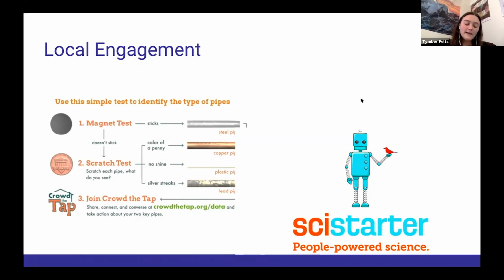SciStarter is an online community that connects people to citizen science projects, and data entered for Crowd the Tap is entered through SciStarter, and people can also easily find projects like Crowd the Tap by searching for projects that they're interested in or just projects that are in the area. While SciStarter is a way to present the endless possibilities of citizen science, each individual citizen science project is different. But local engagement addresses the issue of global goals with local realities, which is why citizen science is necessary.